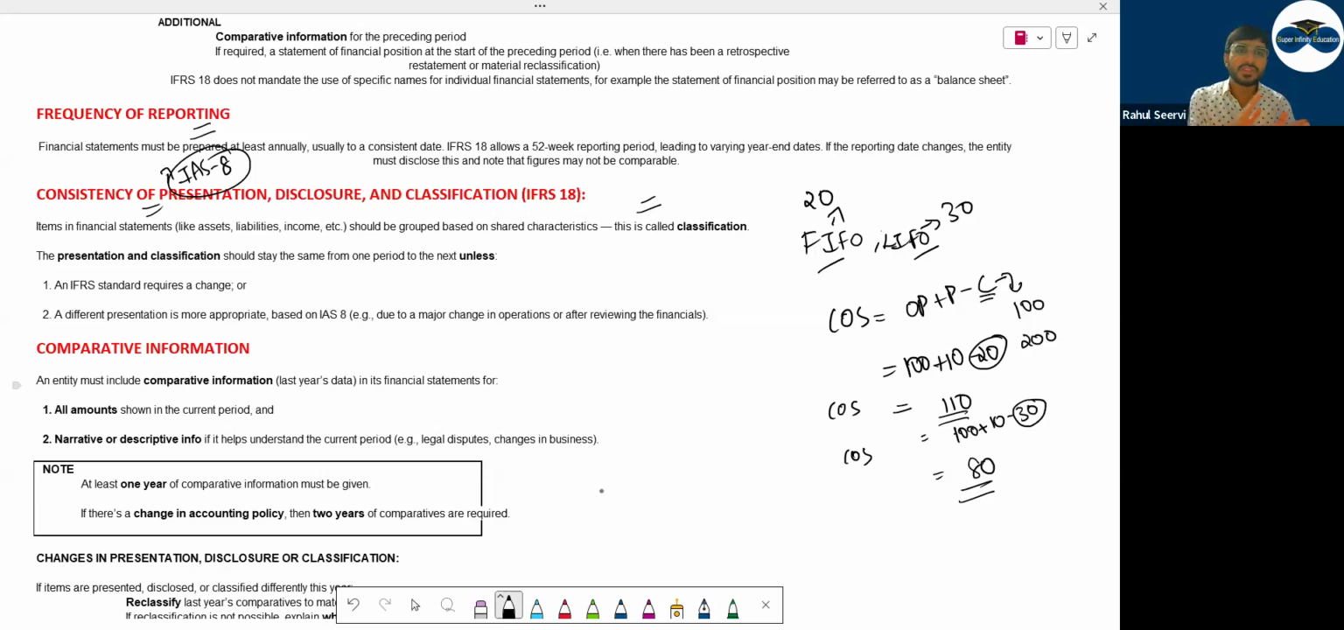You can't change, saying that one year I'll follow this policy, the next year I'll follow another, and again the next year another. No, you should not do this. If you do this, the shareholders or the stakeholders will not be able to compare the figures in the financial statements.